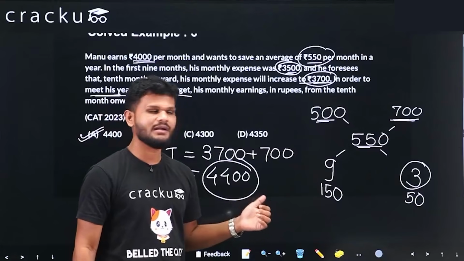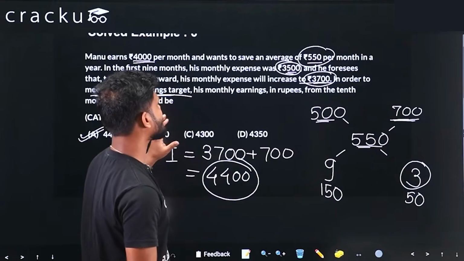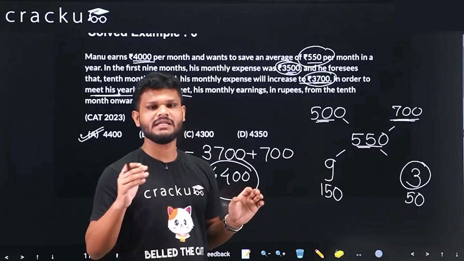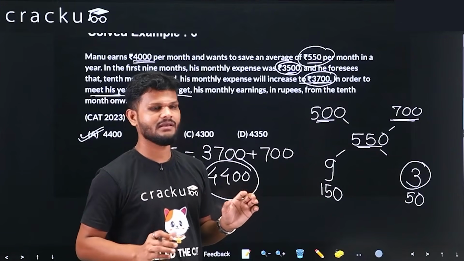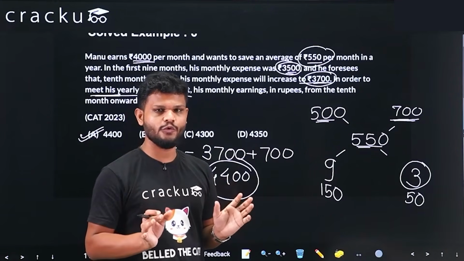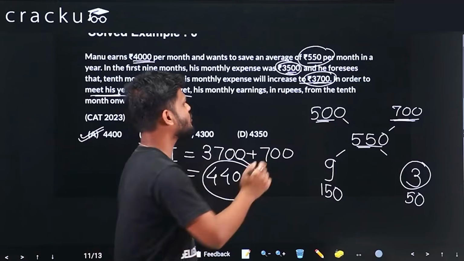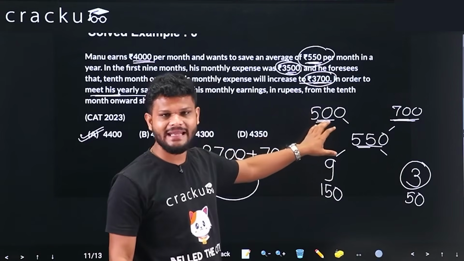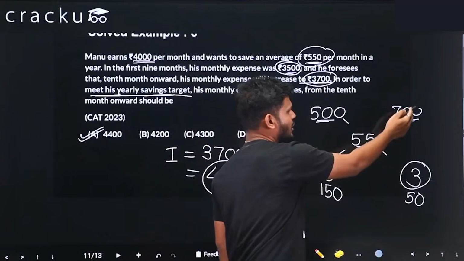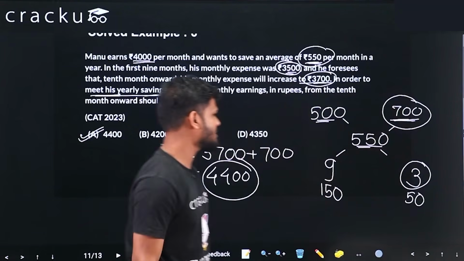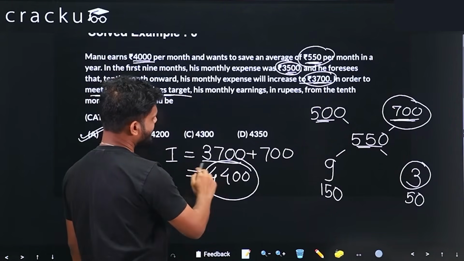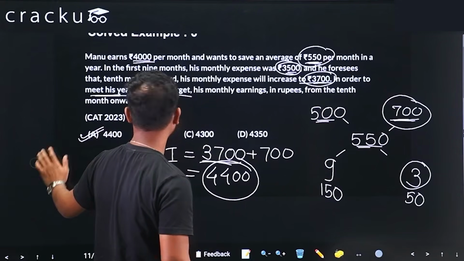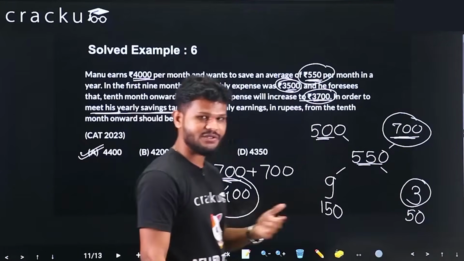What did we do here? We just understood that for the first 9 months she is saving something, and for the last 3 months she is saving something, and combining these two groups, the average saving is coming to be 550 per month. So we just wrote down the alligation format, found how much she is saving for the last 3 months and added it to her expenses to get her income. So this is how we solve this question. Now let us look at the next question.